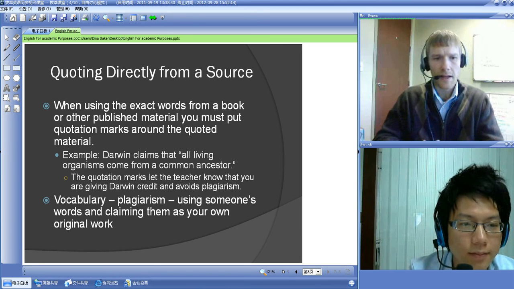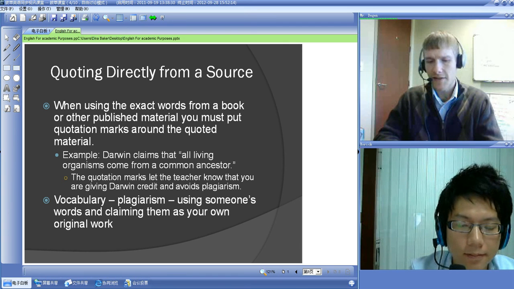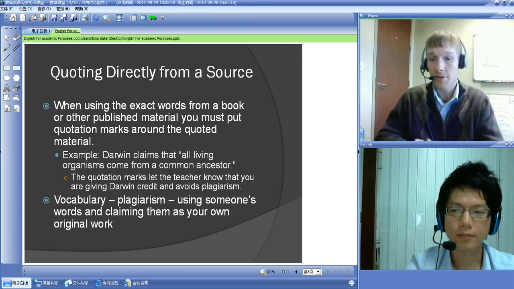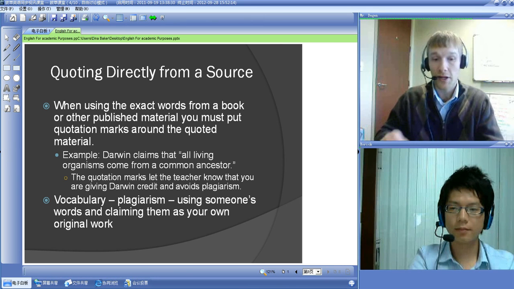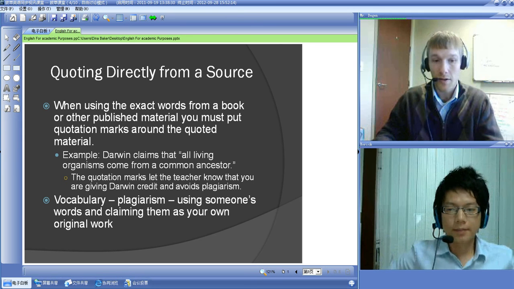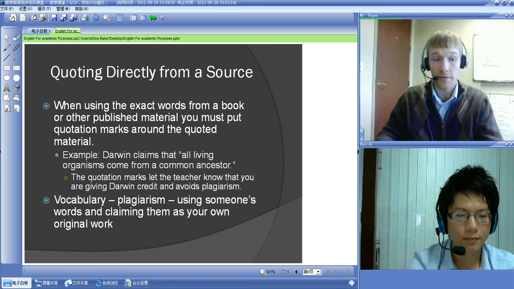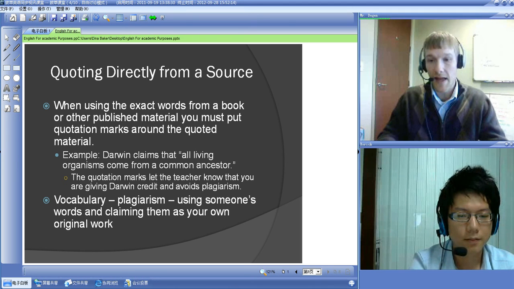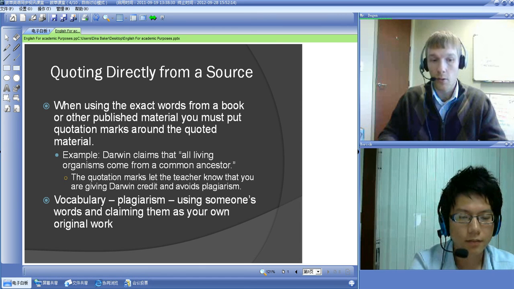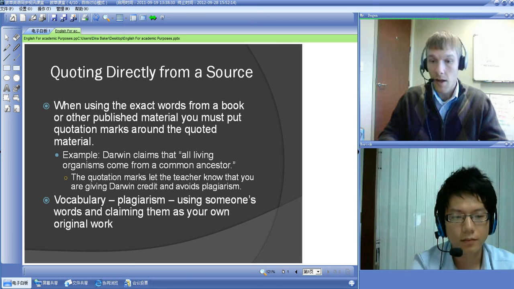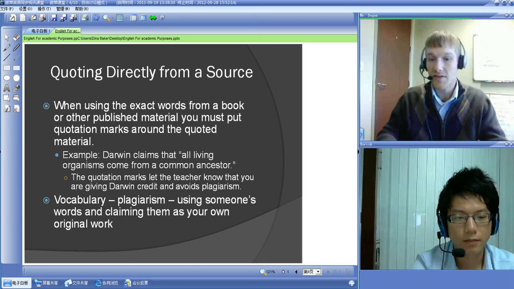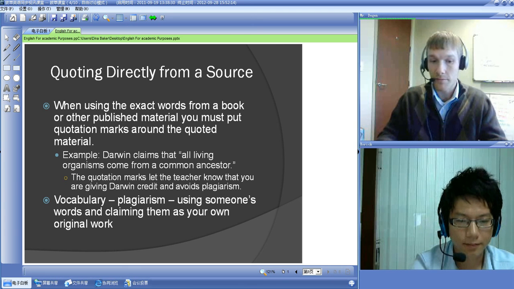All right, and let's look at the last part here. This is quoting directly from a source. Oftentimes on a test like this, you might take information directly from the book, meaning you are going to copy the exact words that are written in the book. So in this case, you want to put quotation marks around the stuff that you've copied directly from the book, because you have to give Darwin credit for his thoughts. So you'll see here, Darwin claims that, and then we have quotation marks around all living organisms come from a common ancestor. And that just means that you're letting the teacher know that you used this directly from the book and you're avoiding plagiarism.